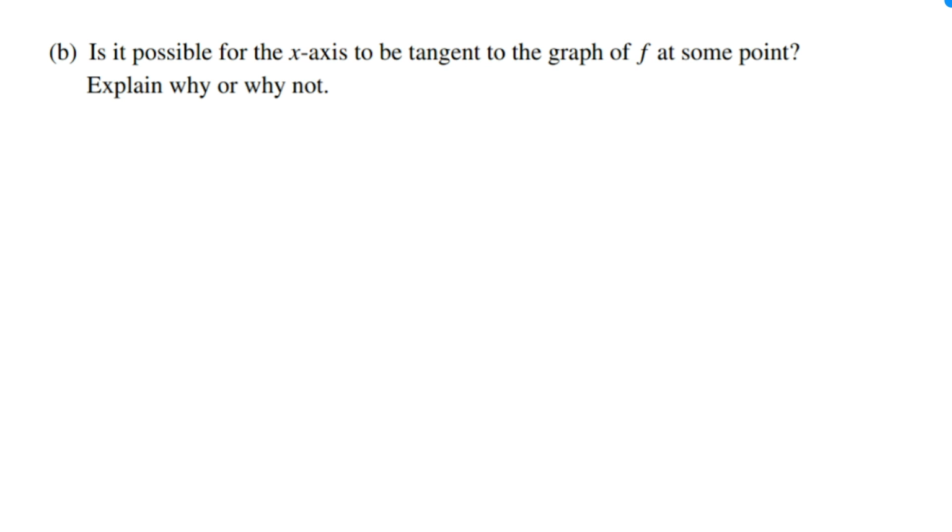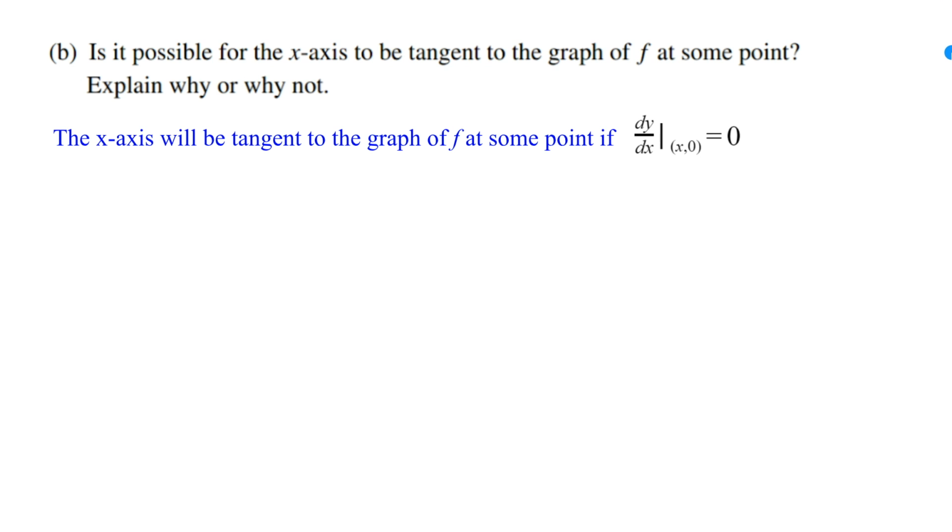So part B asks, is it possible for the x-axis to be tangent to the graph of f at some point? First, we should note that the dy/dx at the point (x, 0) has to equal 0 in order for the graph to be tangent, because only if the slope is 0 will it touch the x-axis once. If the slope was positive, it wouldn't touch the axis at all, and if it was negative, it would just go right through instead of being a tangent.